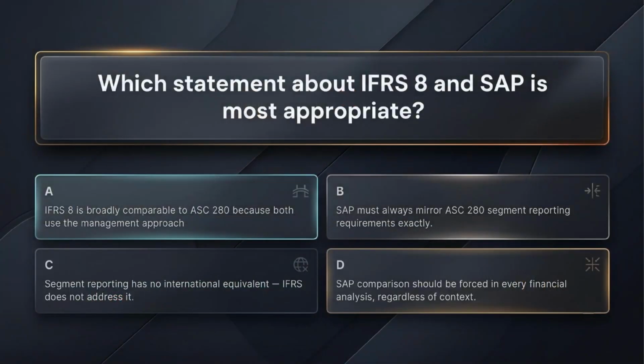For MCQ 4, the focus is IFRS 8 and SAP. The best answer is that IFRS 8 is broadly comparable to ASC 280 because both use the management approach. SAP should not be treated as automatically identical to ASC 280. It depends on the statutory reporting environment. Also, it would be wrong to say IFRS has no segment reporting standard because IFRS 8 operating segments clearly exists. So choose the answer that is useful, accurate, and not overstated.